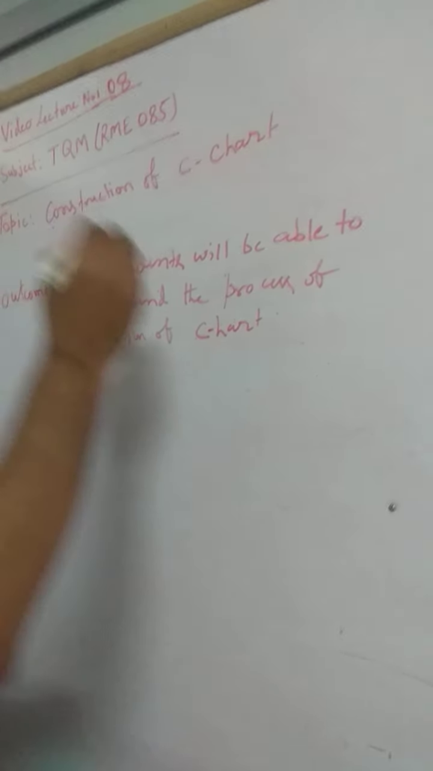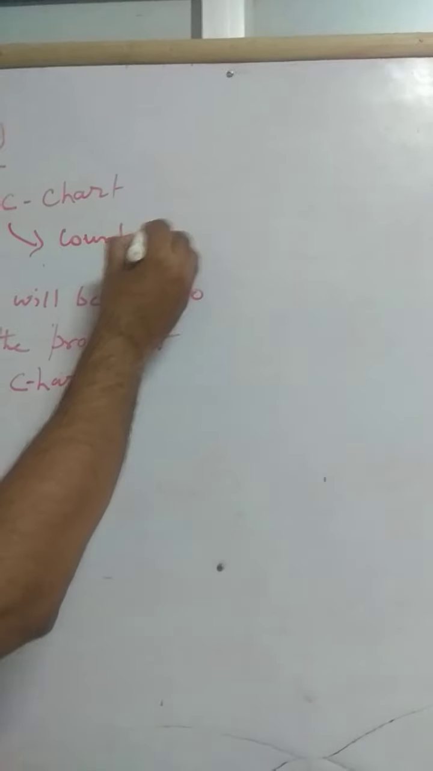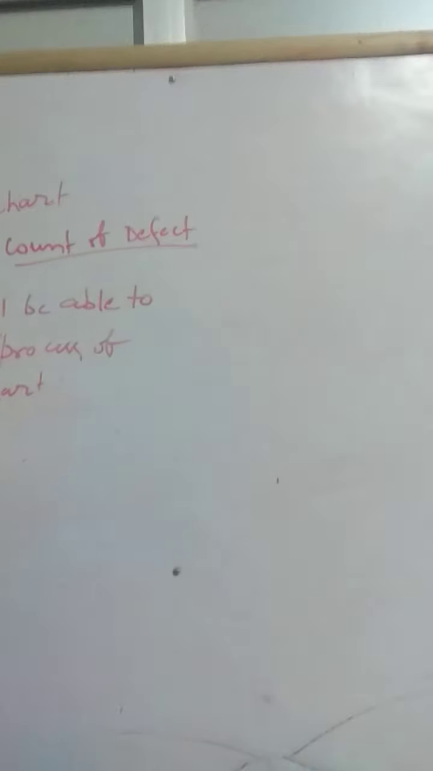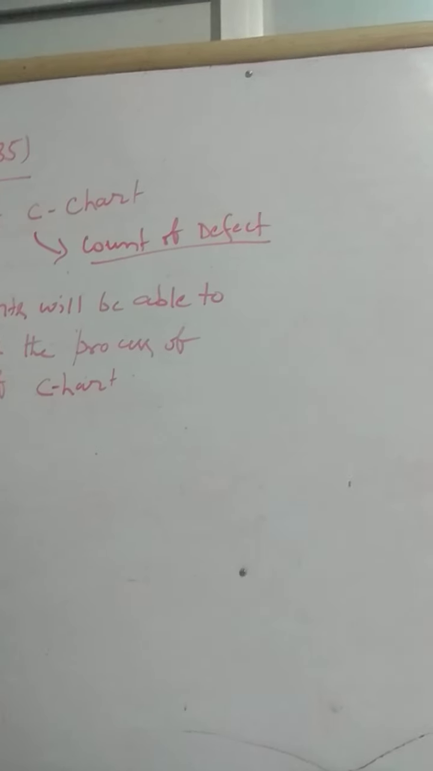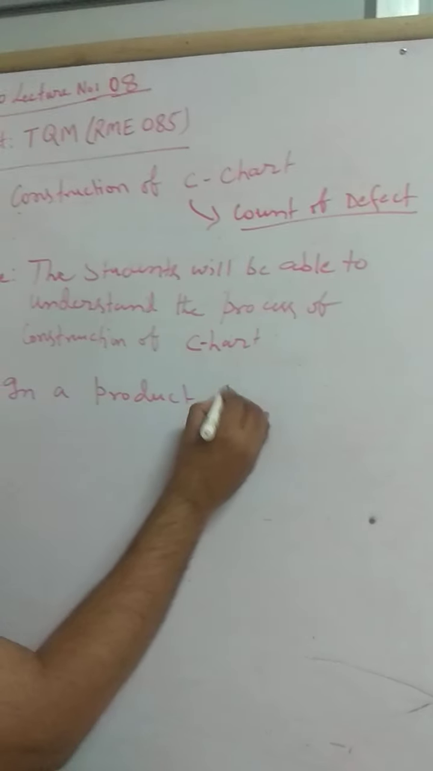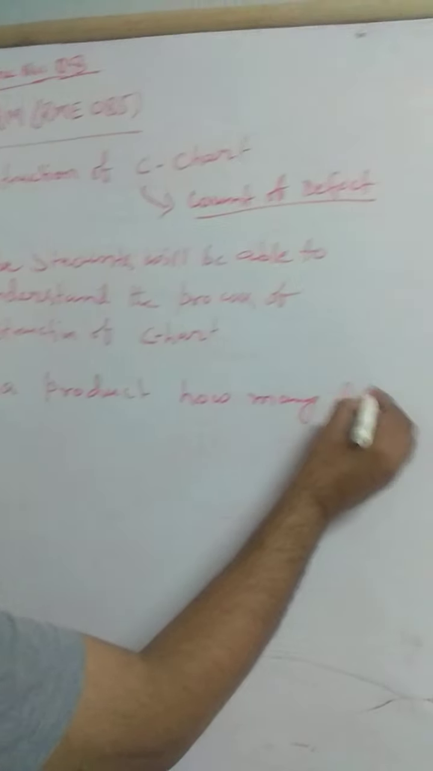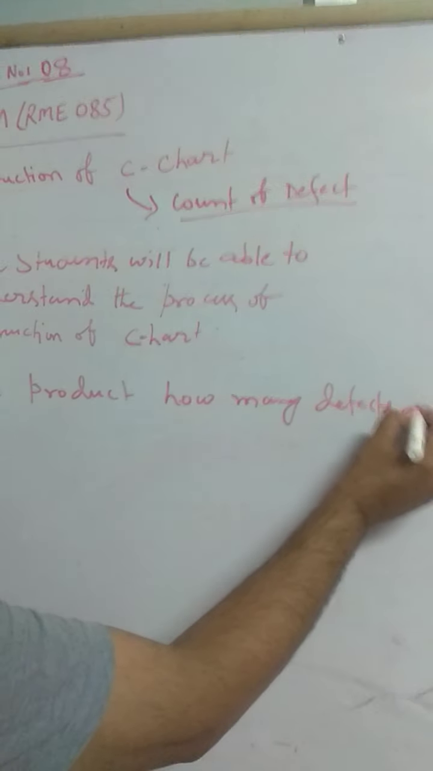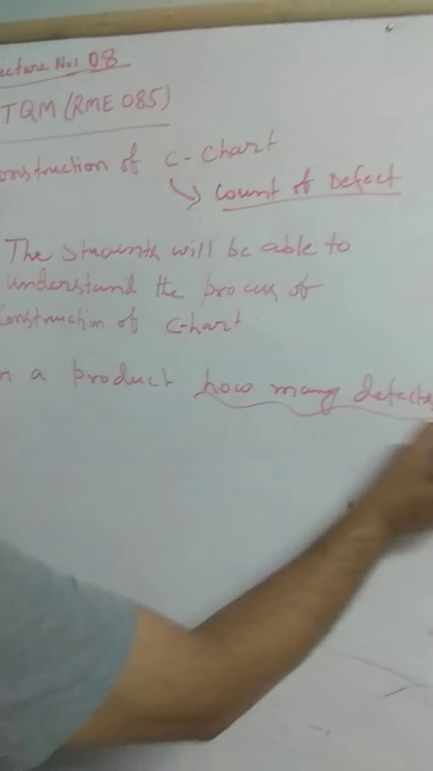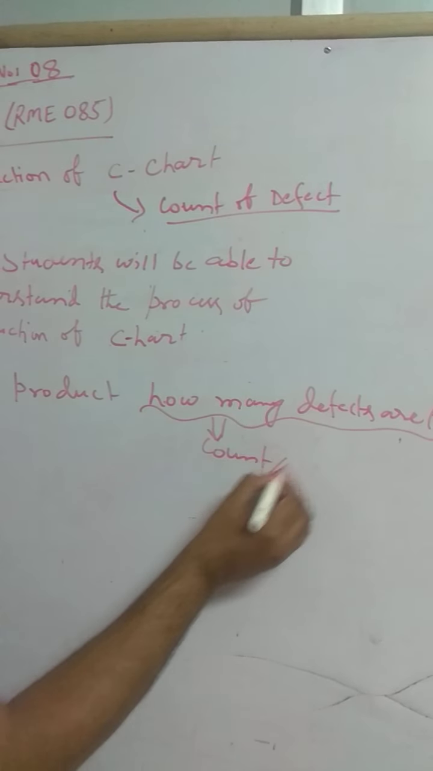Actually, C refers to the count of defects. C refers to the count of defects. Meaning, in a product, how many defects are there? Simply, we will count how many defects are there. We will count it.